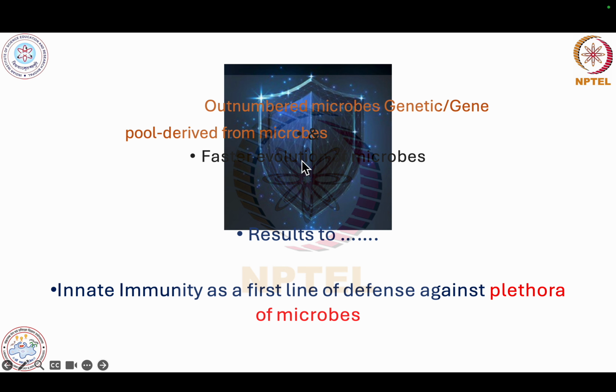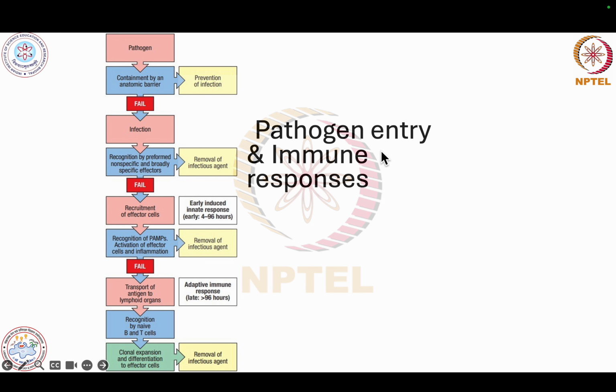So there is also faster evolution of microbes, which results in innate immunity as a first line of defense against a plethora of microbes. So how does a pathogen enter our body, and what are the immune responses? The pathogen enters our body, and is contained by an anatomic barrier. We have anatomic barriers, which can be the skin or the mucosal layer inside the mouth. Containment by an anatomic barrier prevents infection. But if this first line of defense fails, then we get infected.